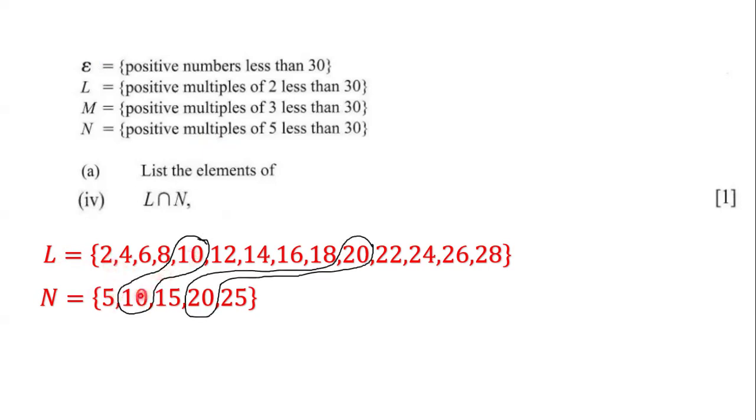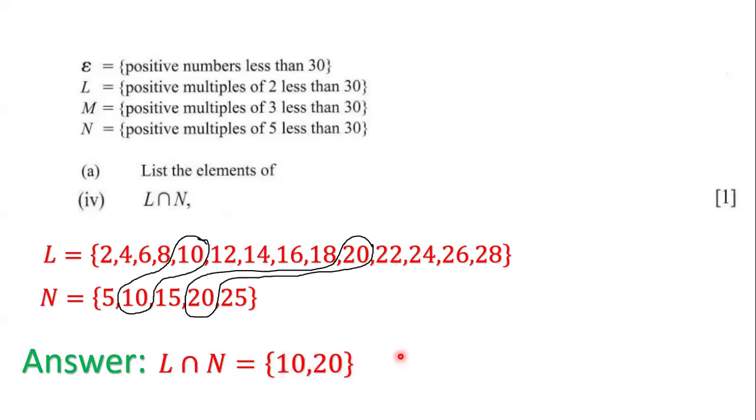Well, 10 is common in both sets and 20 is common in both sets. So that means that the elements of L intersect N would be 10 and 20. So this would be the intersection of L and N. So L intersect N is equal to the set which contains the elements 10 and 20.